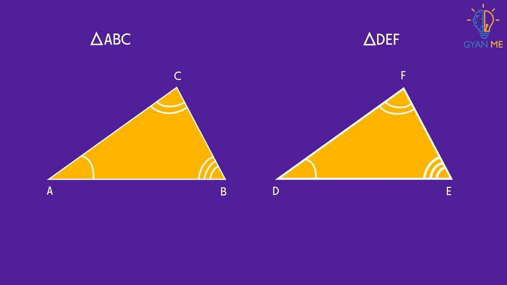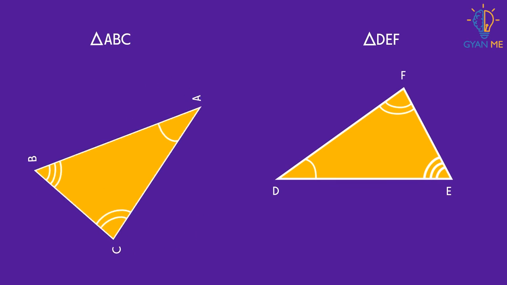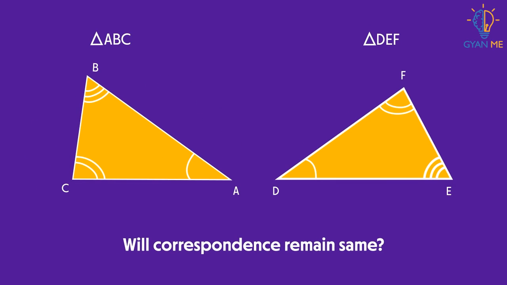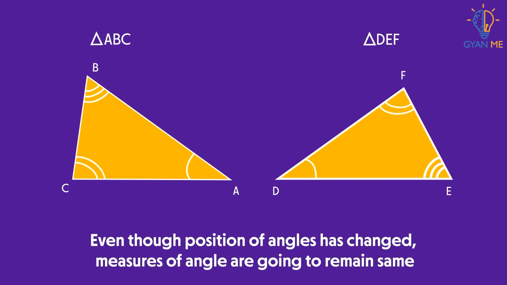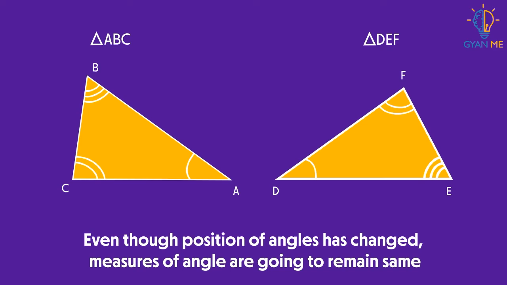Now students, if I ask you, if one of the triangles is flipped or rotated, will correspondence change or remain the same? Yes, it will be the same. Even though the position of angles has changed, the measures of angles are still going to remain the same. Therefore, correspondence will not change.